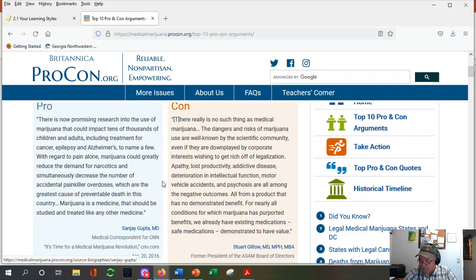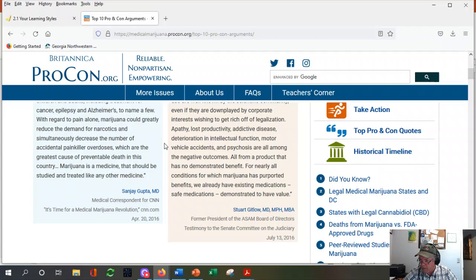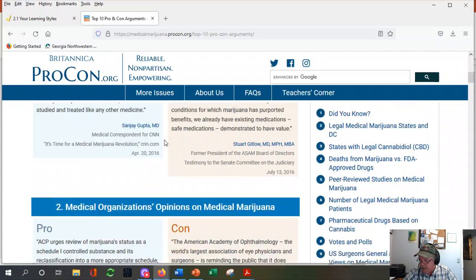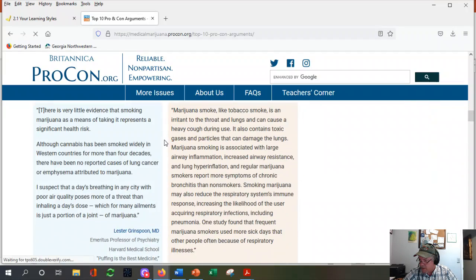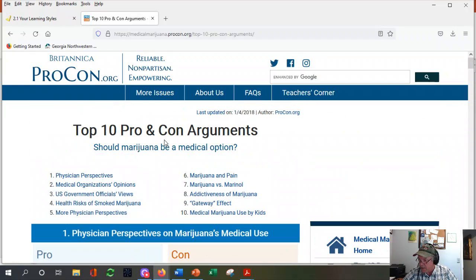This guy Sanjay Gupta, he's on TV all the time. He's the medical chief on CNN. Right? So there you go. There was one more thing I wanted to show you. Let's go back.